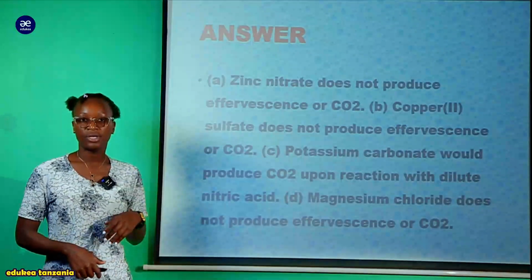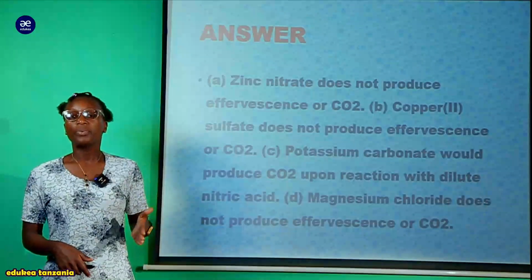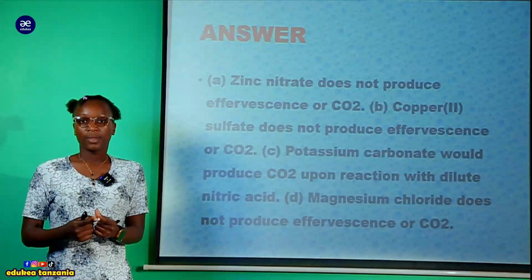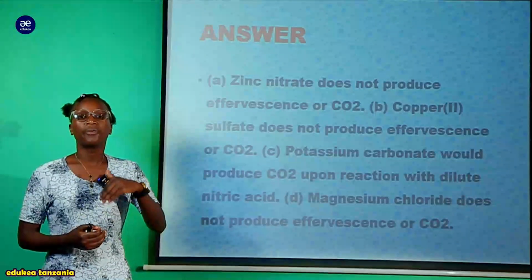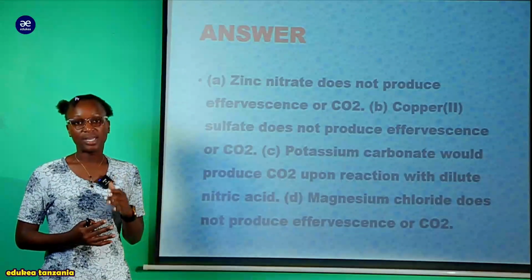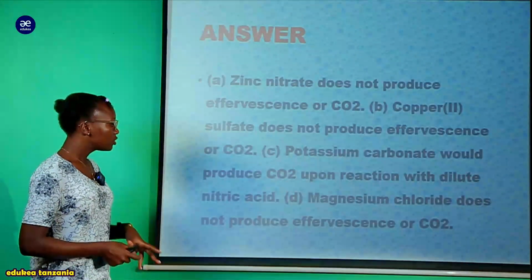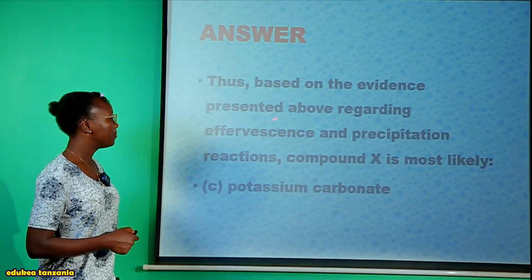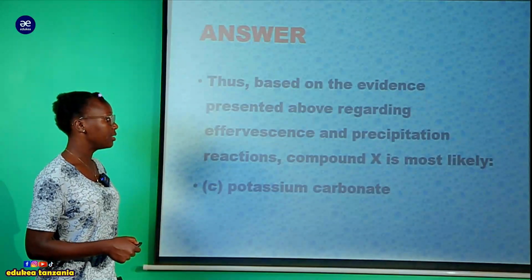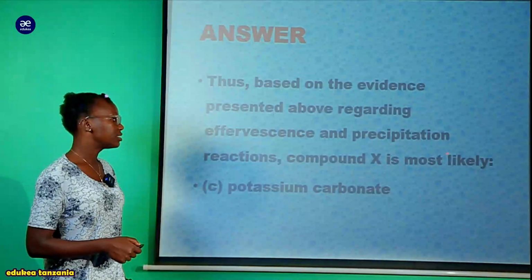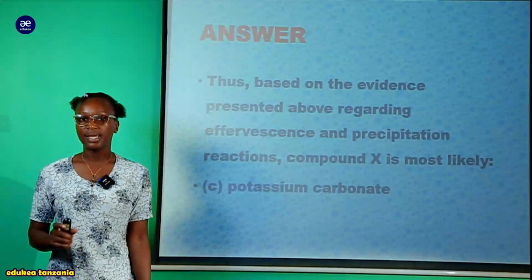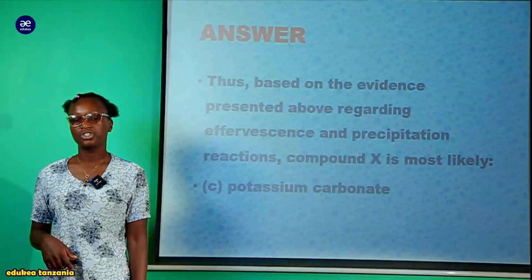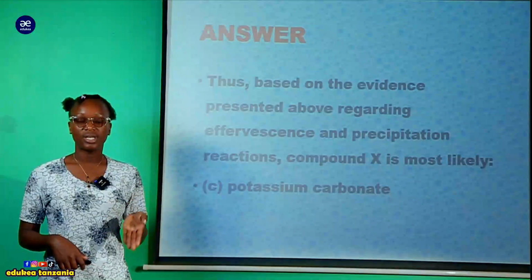ni potassium carbonate. Na pale ambapo tumeweza kujua hiyo potassium carbonate au hiyo salt of the carbonate tumeijuaje? Ni baada ya kuanza kuinterpret lile swali letu from the beginning. So you can see that, thus, based on the evidence presented above regarding the effervescence and the precipitate reaction, compound X is most likely to be C, ambayo ni potassium carbonate. So that is all about our question.